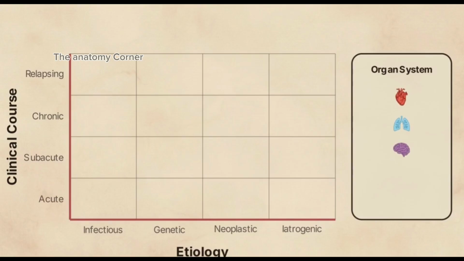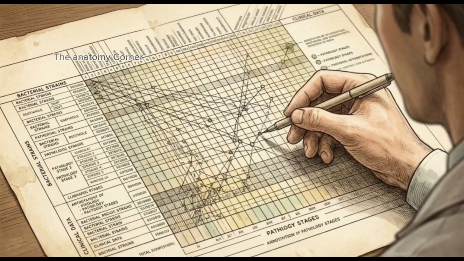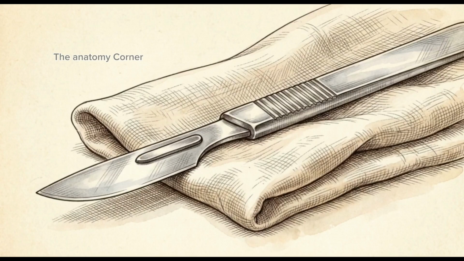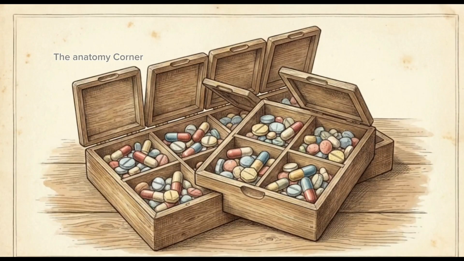A single disease does not sit isolated in one category. It occupies multiple coordinates simultaneously across this matrix. Tuberculosis, for example, plots perfectly at the intersection of an infectious etiology and a chronic clinical course, while also filtering accurately as a respiratory and communicable disease. Identifying a disease's exact coordinates on this matrix dictates the treatment. It tells the clinician whether they need an acute surgical intervention, a long-term quarantine protocol, or lifetime metabolic management.